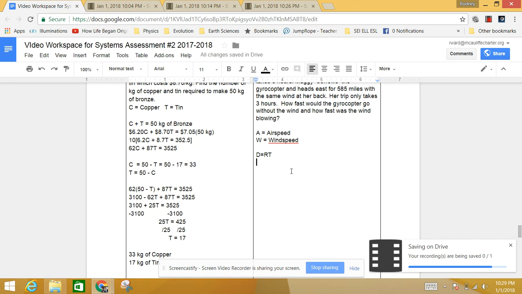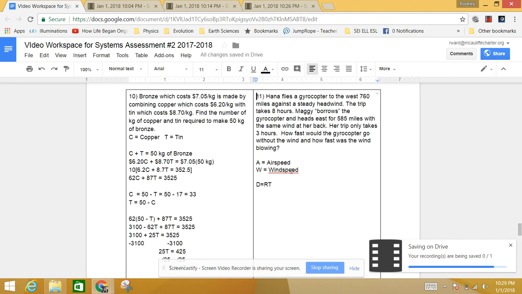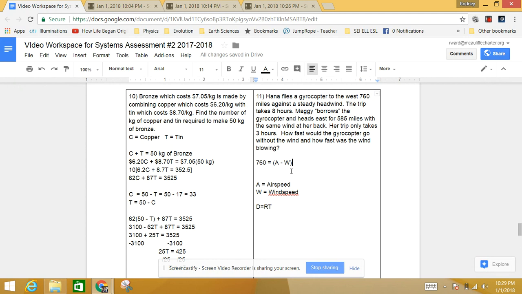Now our distance in the first case is 760 miles. So we can create an equation for that. 760 equals, now our rate is a combined rate. She has an airspeed that she's going at, but she's going against the wind, so we're going to subtract wind. And then we know the total is 8 hours, so we have our distance, we have our rate, our combined rate of airspeed minus wind, times 8 hours.